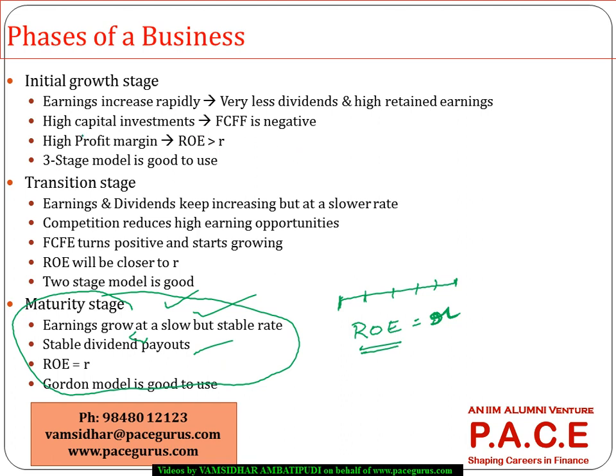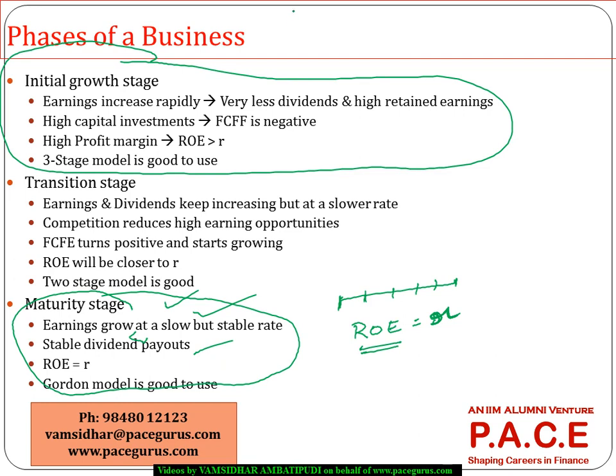But when we see companies which are more and more in the initial growth phases, generally the dividends are very low because the company wants to reinvest. Retained earnings are much higher in the initial phases because the focus is more on growth and market share and all these aspects.